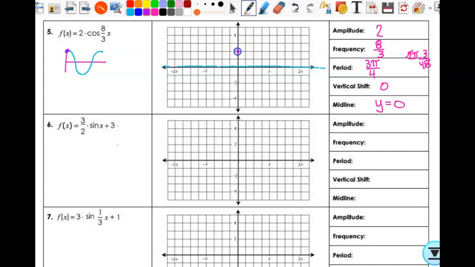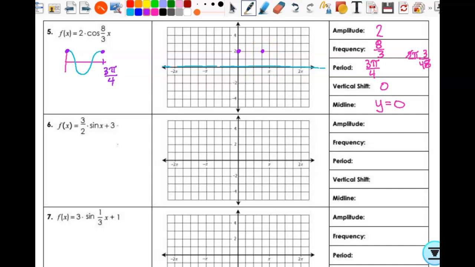So from my midline, I go up 2, I'm right here. Then I go to the end of the period. The end of the period is at 3 pi over 4. Okay. Well, I know where pi is. The middle of that's pi over 2. The middle of that's pi over 4. So each one of these is pi over 4. So that's 1, 2. This is 3 pi over 4 right here. That's the end of the period. Boom.